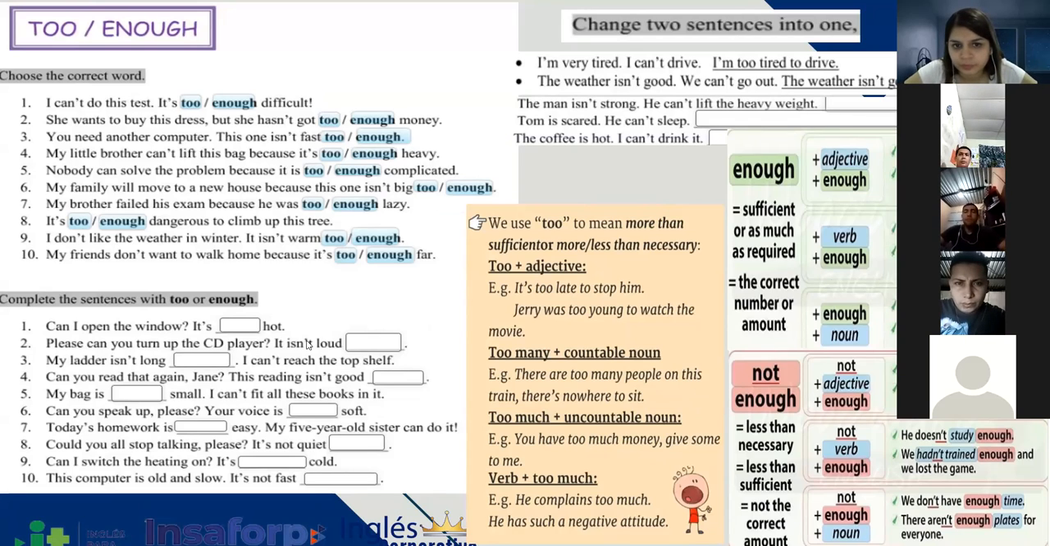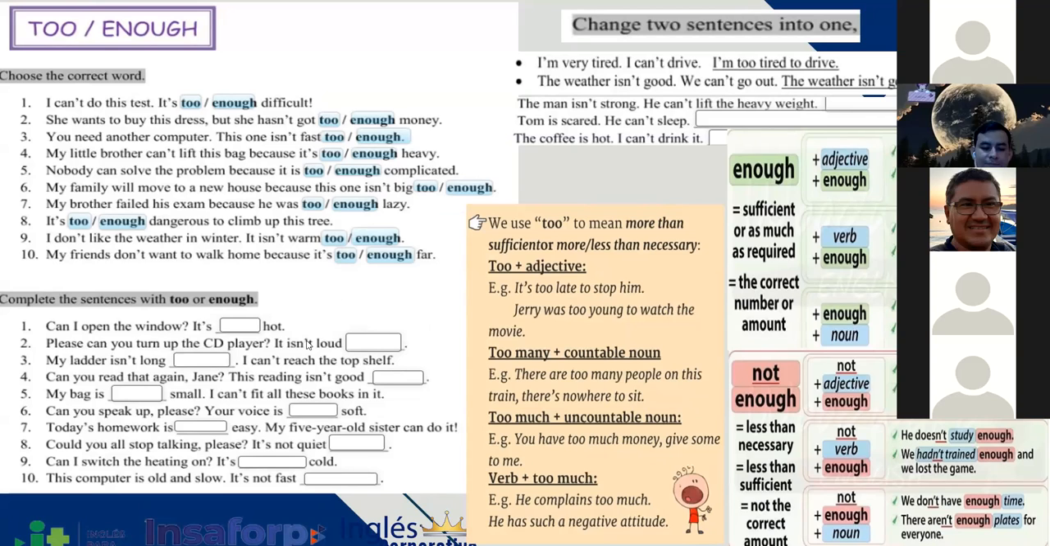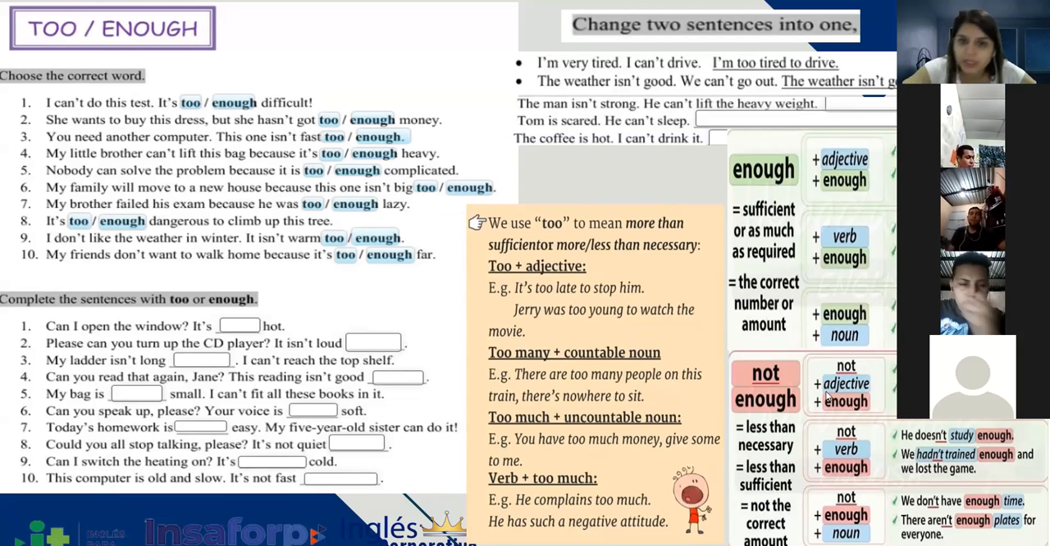Can you do the first one, please? Not plus adjective plus enough. The rock isn't strong enough. Max can't go to school because he's not old enough. Very good. As you can see, we're using negatives here, okay? Not enough is less than necessary, less than sufficient, or not the correct amount. In this case, not the correct age to go to school, right? So that is an example of using not plus adjective plus enough.